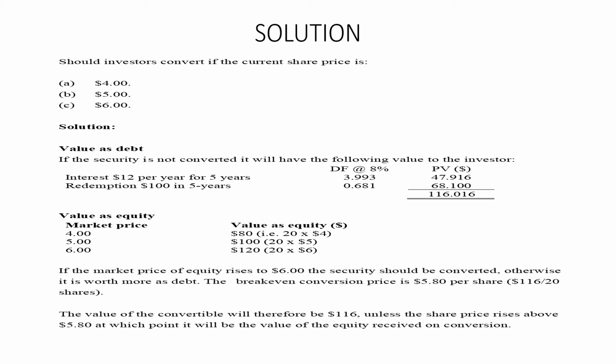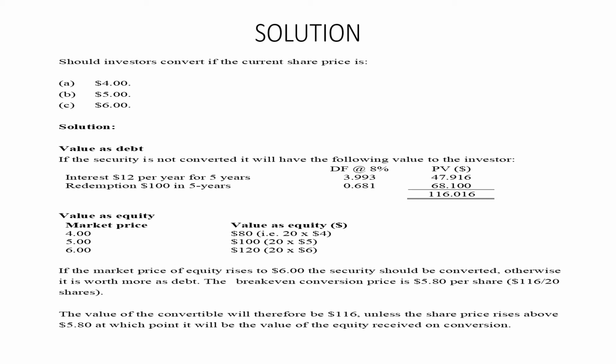In case of a $5 market value, the value of this bond would be $100, and in case of $6 it would be $120. So $120 is a good time, and it's a good option to convert your debt instrument into common stock.